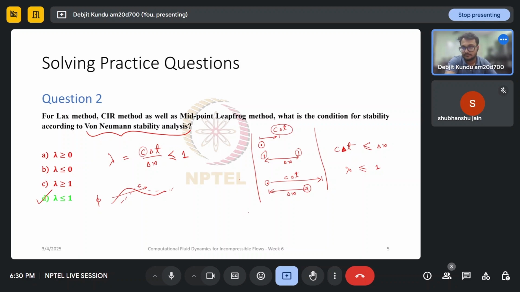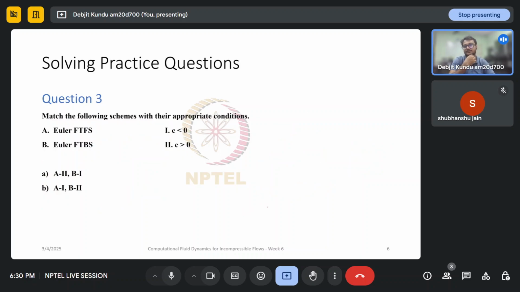All right. So moving on, we move on to question number C now. Once again, we have two different schemes on the left-hand side: Euler FTFS, forward in time, forward in space, and Euler FTBS, that is forward in time again, but backward in space. And we have two different cases of the wave velocity c being less than zero or greater than zero.